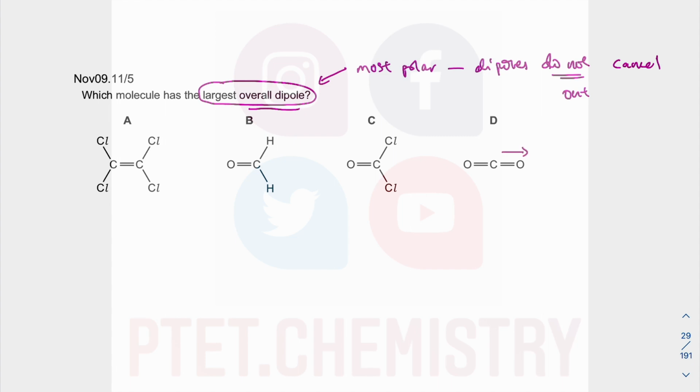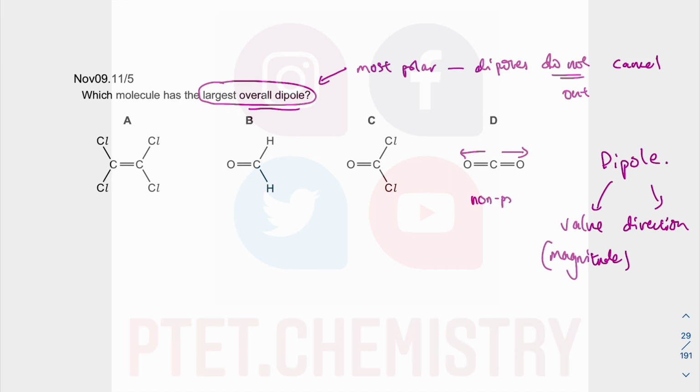So here, this is polar bond. Each of these bond is polar, but because this is oxygen-oxygen, this magnitude is the same as this magnitude. So dipole is a vector quantity. It has value, meaning it has magnitude, and it also has direction. Because they are acting in opposite direction in equal magnitude, this molecule is non-polar. Okay, so D is not the correct one because D is non-polar.